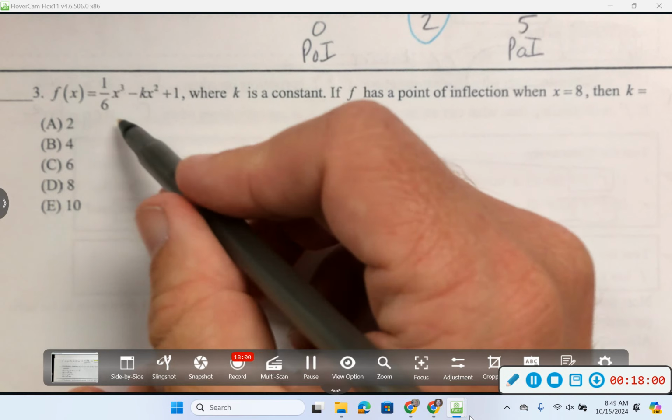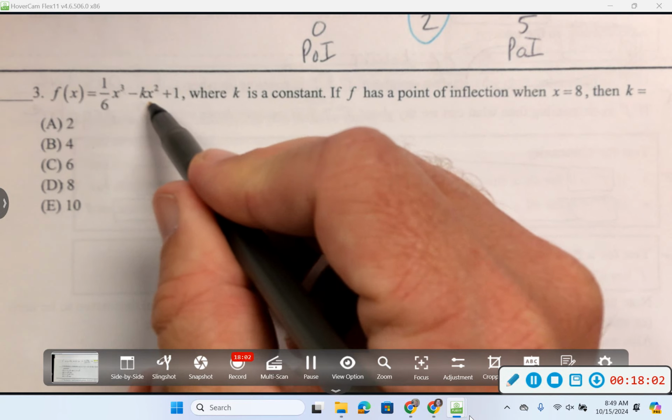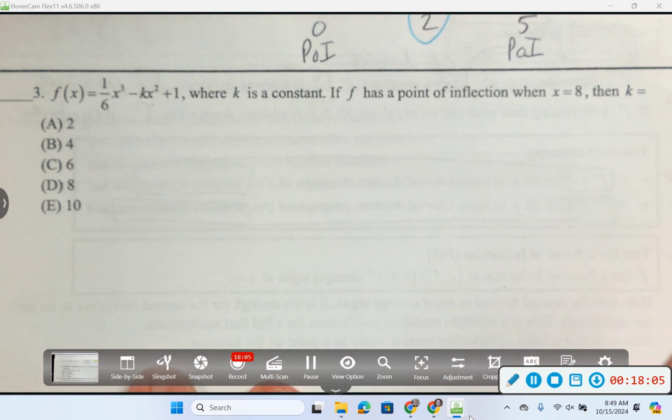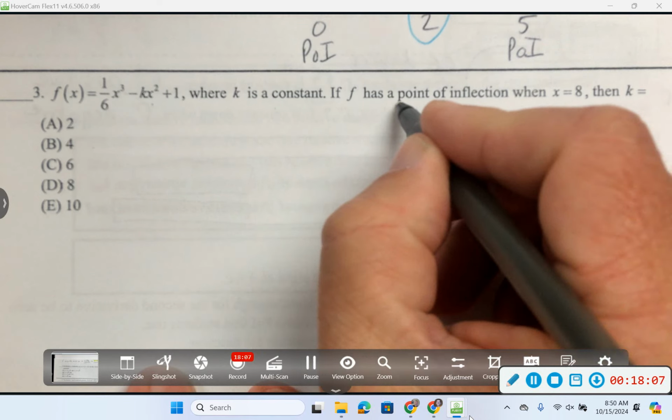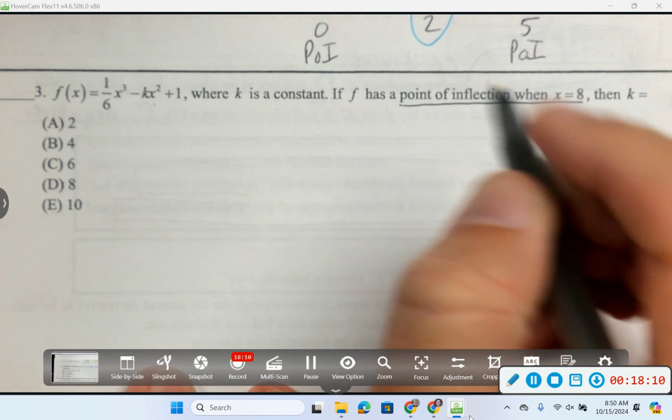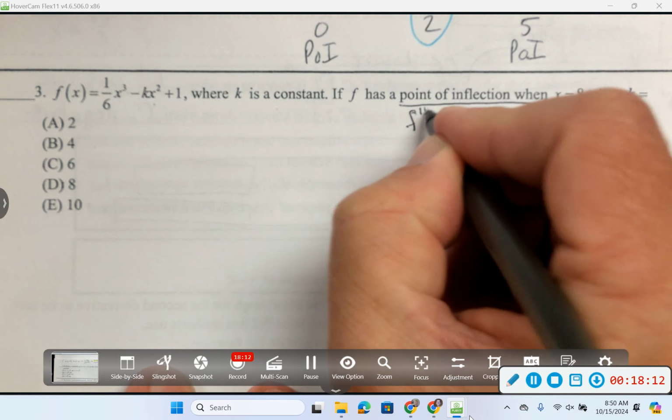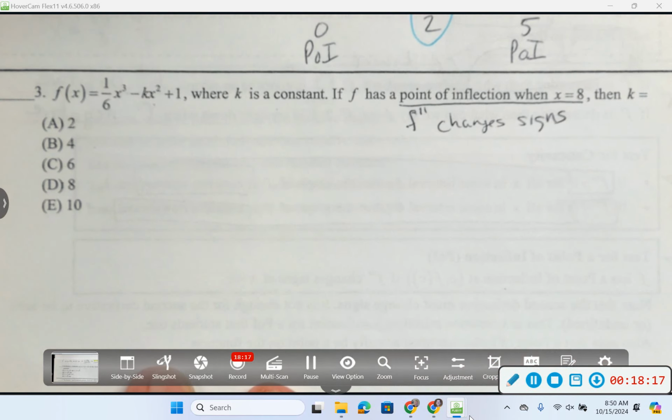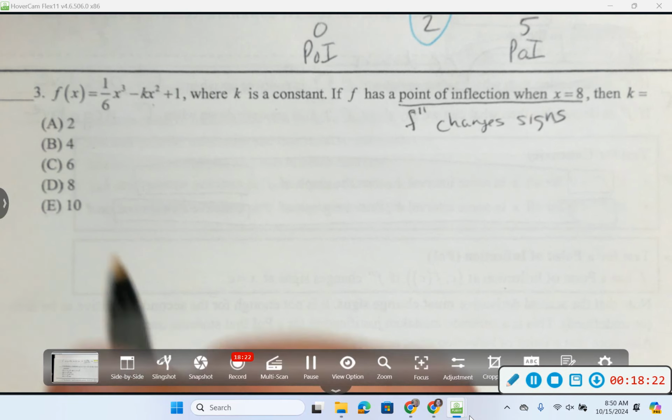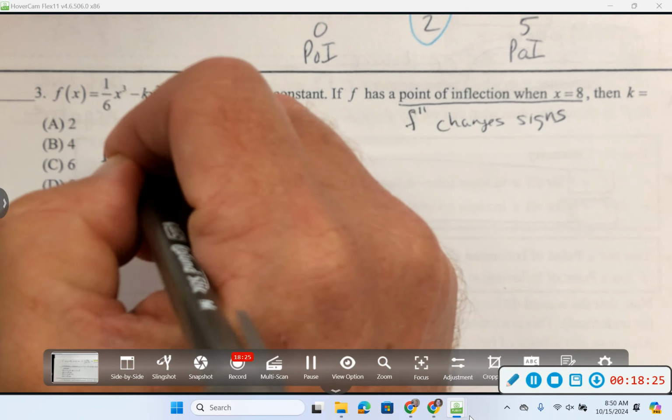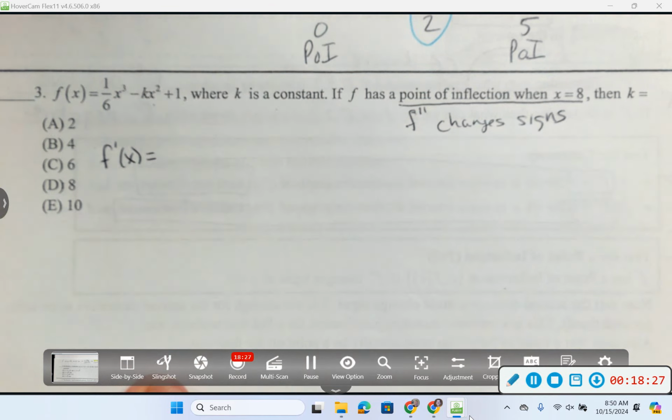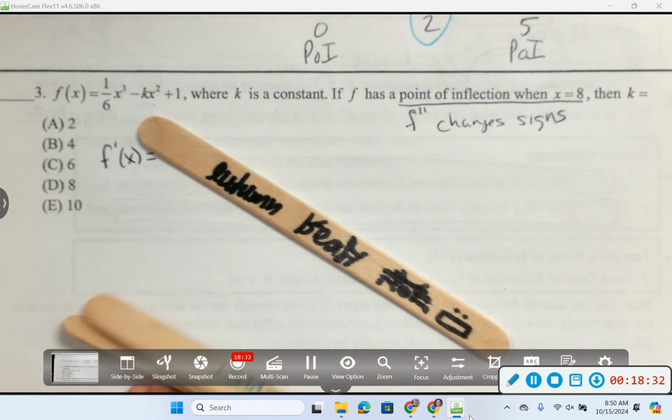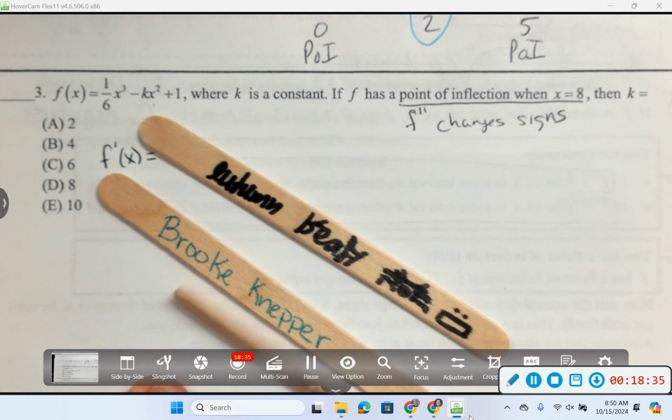Number 3, f of x equals 1/6 x cubed minus kx squared plus 1, k is a constant. If f has a point of inflection when x equals 8, point of inflection means f double prime changes signs. So that's what I'll be looking for. And k equals. So I need a first and second derivative here. Means I get to call on more people. Looks like there's 3 terms to deal with there. Work today.